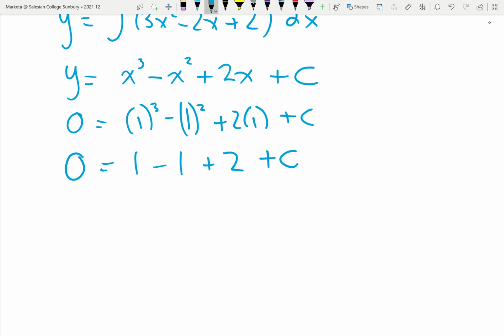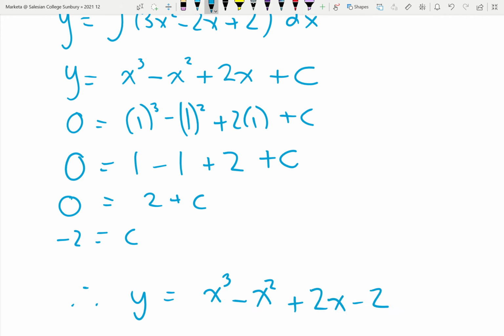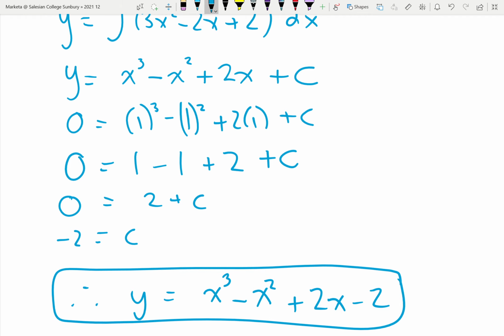And 1 0, so 2 plus c, c equals negative 2. So therefore, y, not f of x, is going to equal x cubed minus x squared plus 2x minus 2. And that is our final answer for that one.